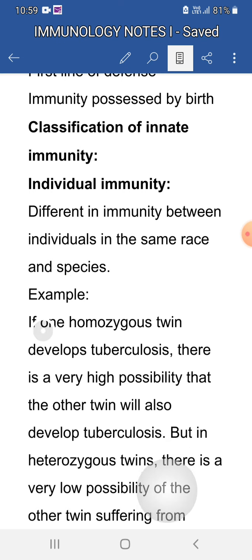But there's a case where two individuals could have the same genetic makeup. These are identical twins, sometimes called homozygous twins. These twins have the same genetic makeup, so their immunity may be the same. But normally, different individuals have different immune capabilities.